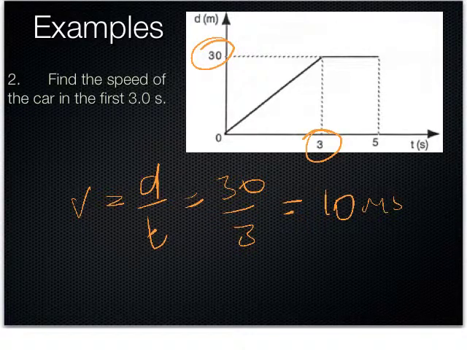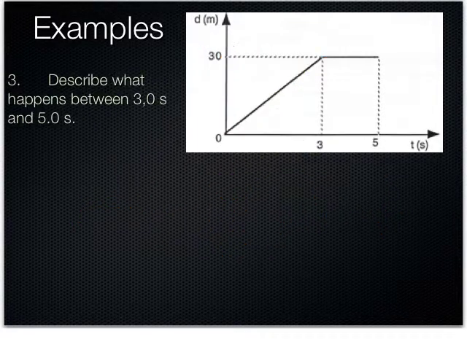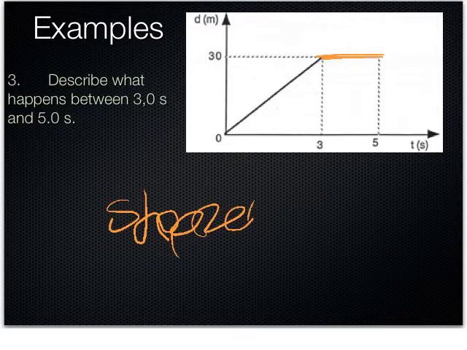Now, another way of looking at that is we've just worked out the gradient of this line. Okay, so that's a slope, rise divided by run. Describe what happens between 3 and 5 seconds. Well, we're not changing our distance, so we must be stopped.